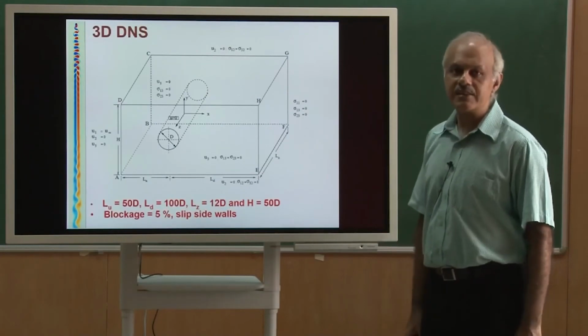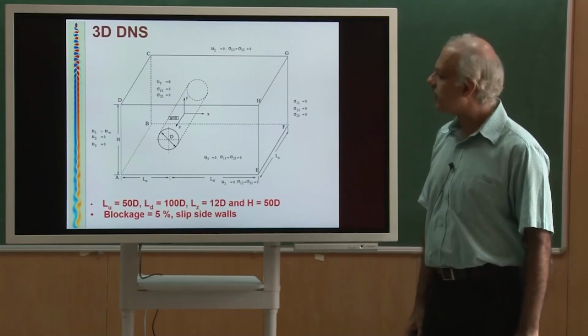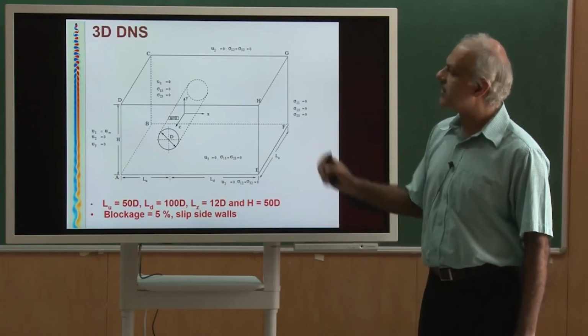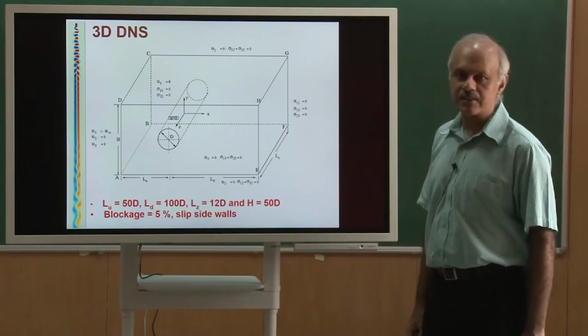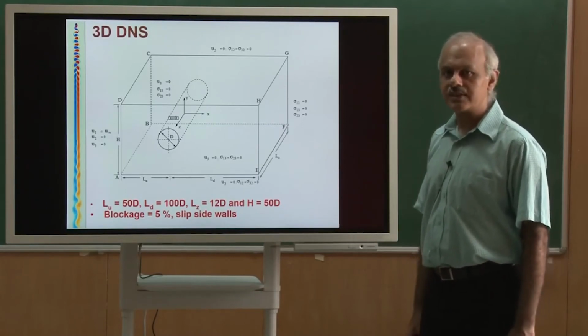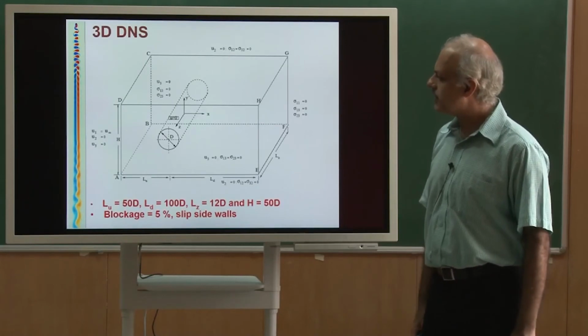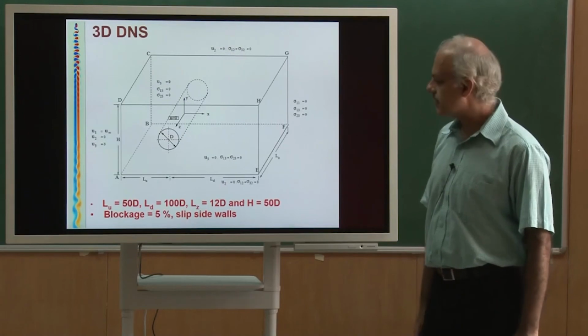What happens in 3 dimensions? Does the flow remain 2-dimensional all the time? The answer is no. So this time we have done 3-dimensional direct numerical simulation. So DNS is direct numerical simulation. You take the full Navier-Stokes equations, use a finite element method on a grid, and then do these calculations on a computer.